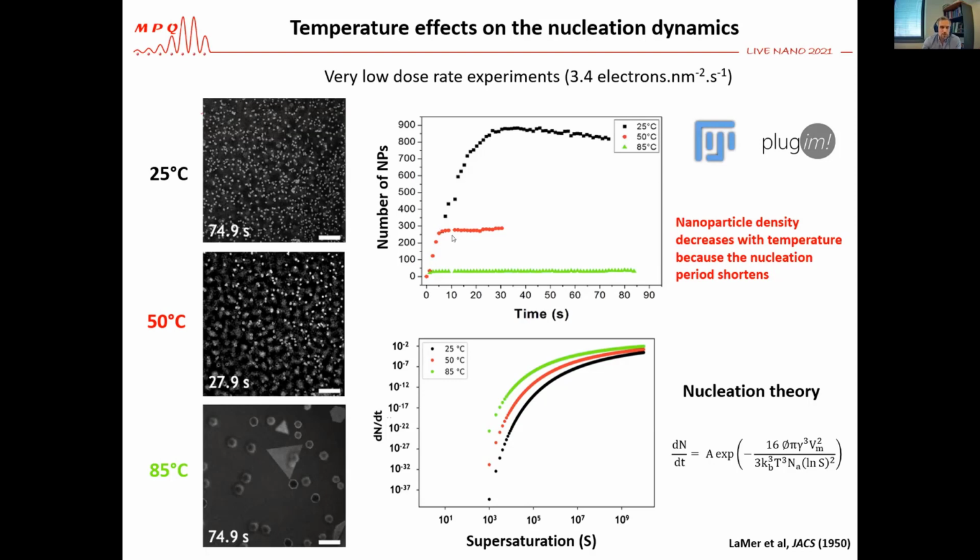So now if you look at the nucleation theory, you realize that this result is not so clear, because if you look at the nucleation rate of nanoparticles as a function of the supersaturation for different temperatures here, you see that we expect to have a higher nucleation rate at high temperature, which is not in good agreement with what we see. So the fact that we have a shortened nucleation period at high temperature means that the supersaturation ratio decreases faster at 85 degrees than at 50 or 25 degrees.